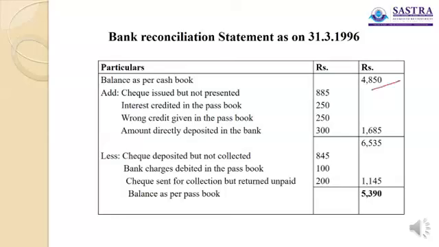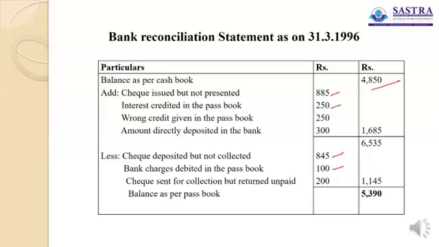Base balance, balance as per cash book. The first transaction, 845, as said, is to be deducted, and it is deducted now. And the second transaction, 885 rupees, as said, is to be added now. And the third transaction, 100 and 250: 100 is deducted as incidental or bank charges, and 250 interest is added.